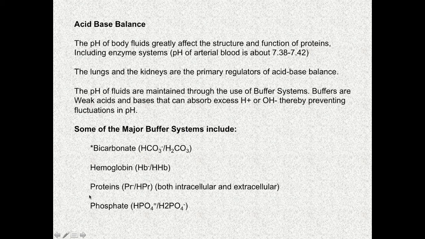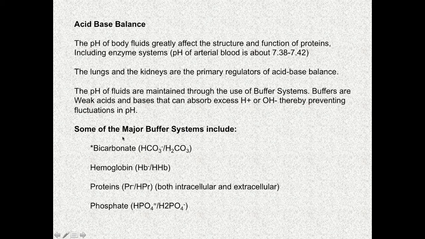So we have several buffer systems that exist in all of our body fluids. There's one that is most important, and that's bicarbonate. If you recall, bicarbonate is the form that we find carbon dioxide in. About 60% of carbon dioxide found in the bloodstream is in the form of bicarbonate. Now, the term bicarbonate actually describes the base form of this buffer system, which is HCO3 negative. The conjugate acid is carbonic acid, which is H2CO3.